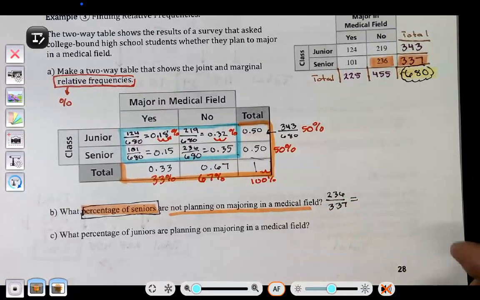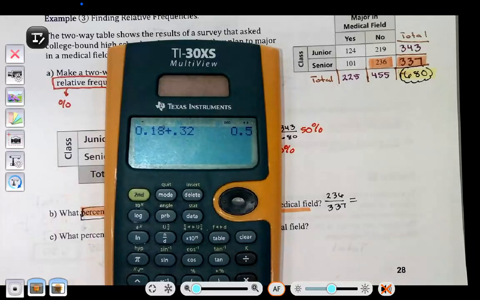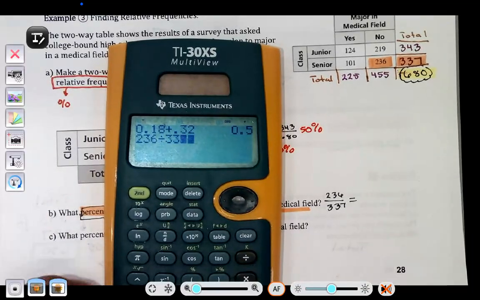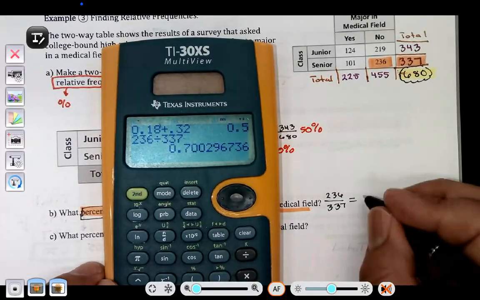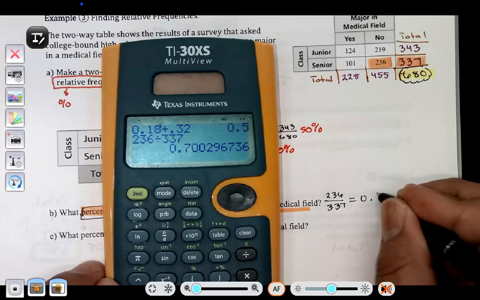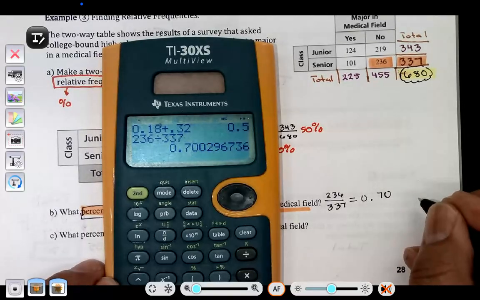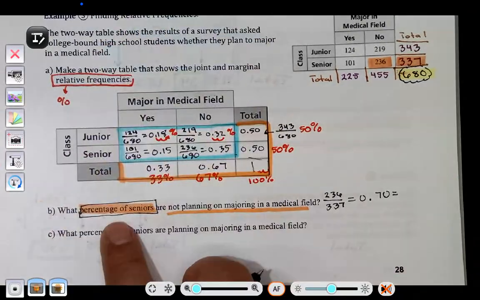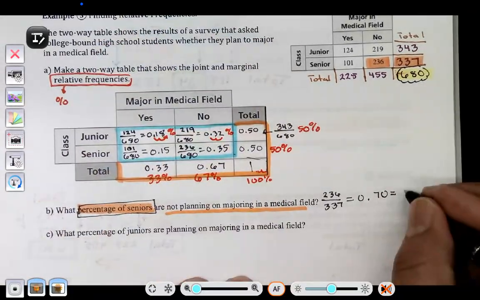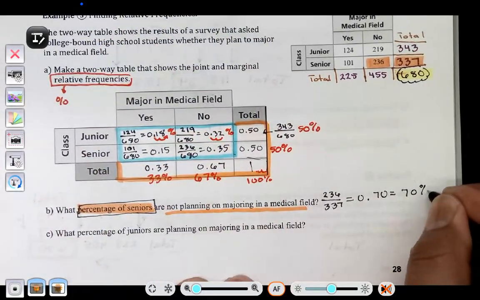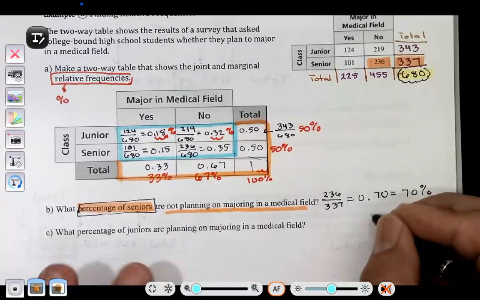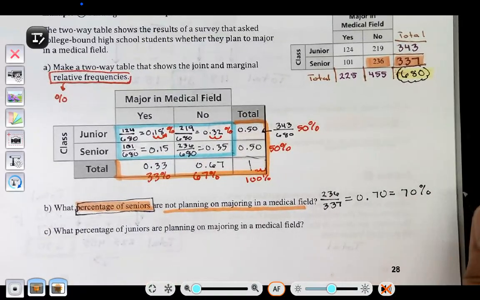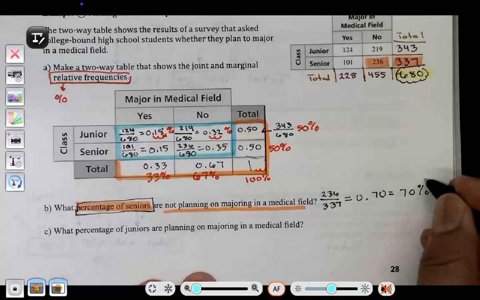All right, let the calculator get to work. 236 divided by 337. So 0.70. The reason I wrote 2 is, how do you write it as a percent? They asked for a percentage, not a decimal. 70%. That's why don't just write the 7. Give it that extra 0 so you don't forget that it's 70%. That's the answer right there.